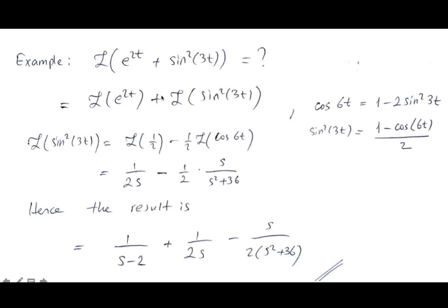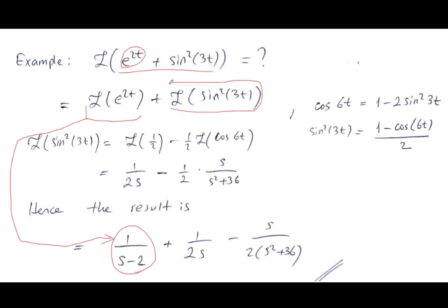The next example, we are trying to find the Laplace transform for this expression. This time we have a sine squared here. For the exponential term, we know that the Laplace transform of this expression is actually given by 1 over s minus 2. So for this part, we can directly write this term and then take care of this sine squared part. And for this one, we can use the trigonometric identity to simplify this expression.